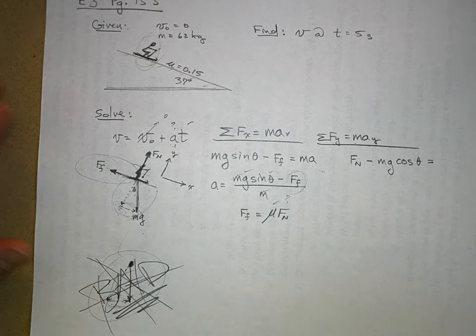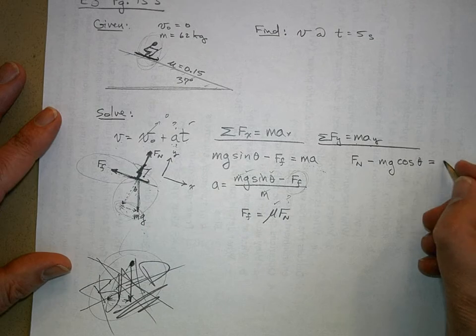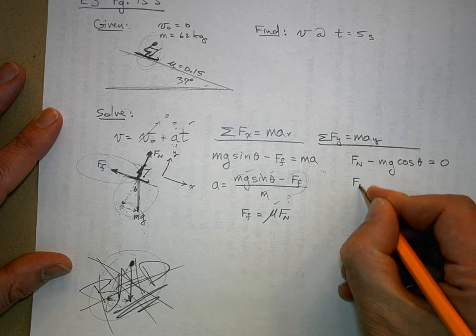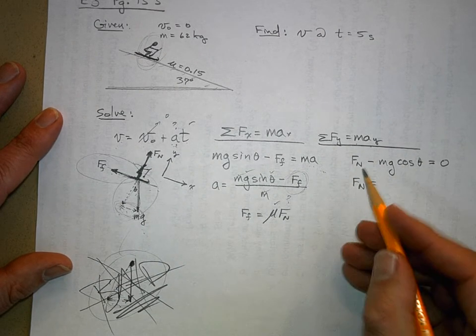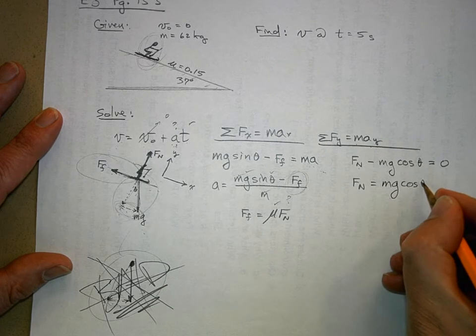Is there any acceleration in the y direction? No. I mean, is she flying into the air? Is she sinking into the snow? No. She's just cruising down the slope. So all of her acceleration is going to be in the x direction, none of it in the y direction. So this will be equal to 0. Now the nice thing is this tells me that the normal force will be equal to the weight times the cosine of the angle of incline.